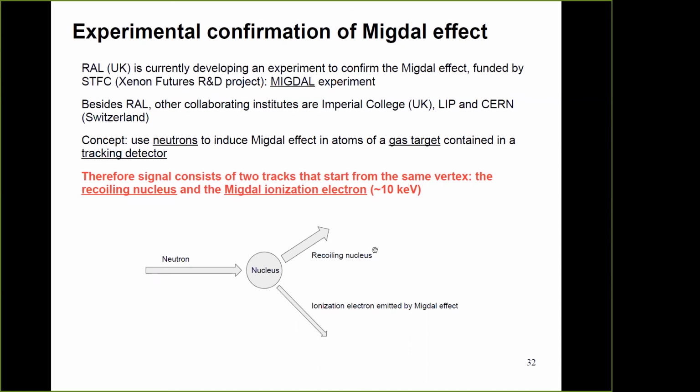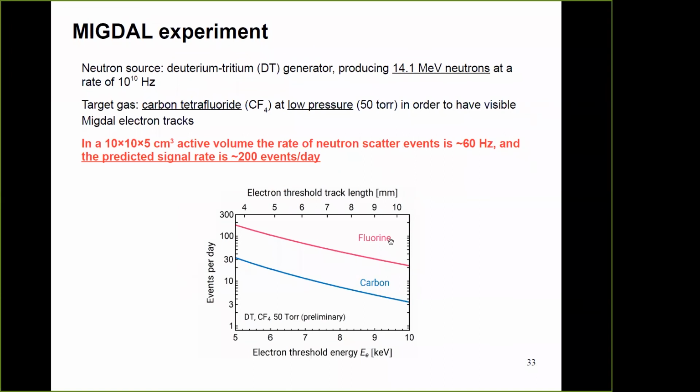And the signal here is a recoiling nucleus and an electron of approximately 10 keV. This is the energy of the Migdal electron with the same vertex using a tracking detector. And in this case, the Migdal effect would be caused not by dark matter, but by a neutron. Okay, this is our way of controlling or inducing the Migdal effect.